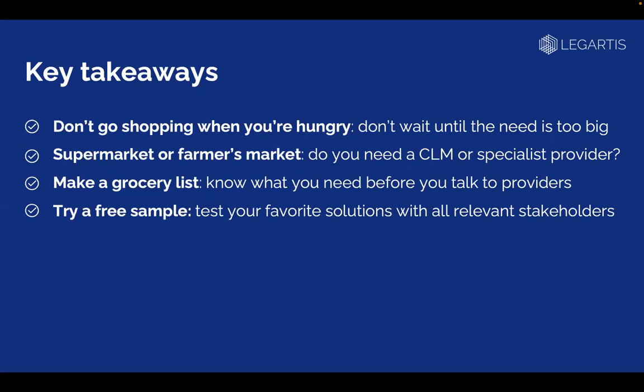Then next, make a grocery list. This is also important. You want to consider what your organization needs before you talk to providers. And that is because maybe you can see some cool features that might give you the impression that all your needs are met. But then when you start implementing it, you might realize you're missing one important feature that you need in order to be able to work with the tool. So really do think about what you need before you talk to providers.